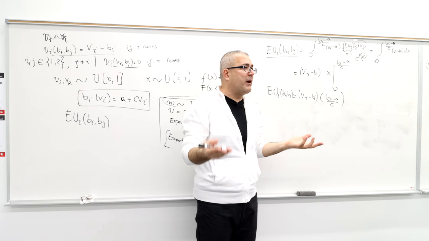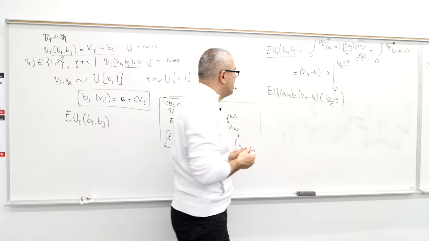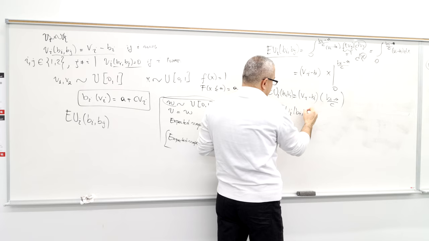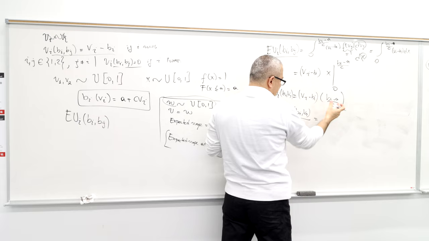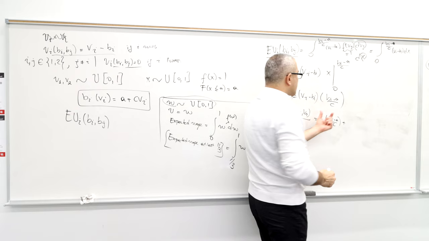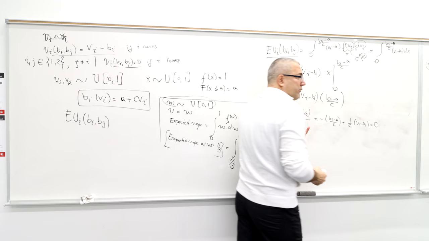So what is the bid that will maximize my payoff? How do I solve this secondary question? Well, we just take the derivative with respect to bi and set it equal to 0. We solve the first order conditions. What is the critical point for bi? If you take the derivative of this function, the derivative of this term times this, it's going to be minus (bi minus a) divided by c, plus the derivative of the second term times the first term, and the derivative of the second term is just 1 over c, times (vi minus bi). Set it equal to 0 and solve for it.